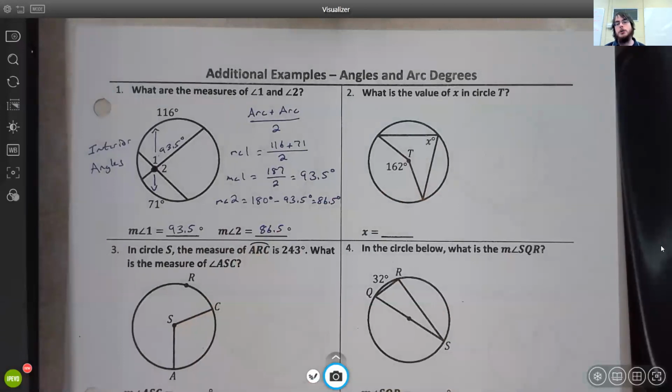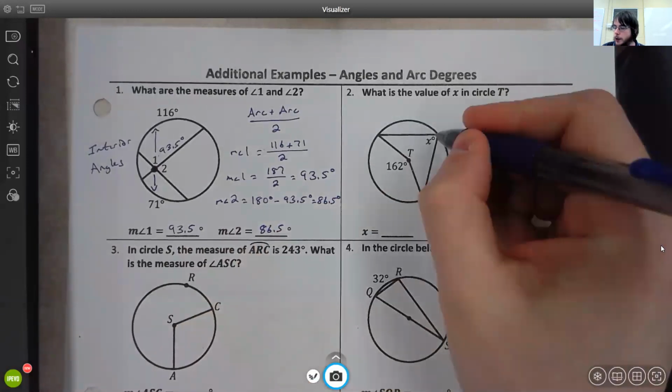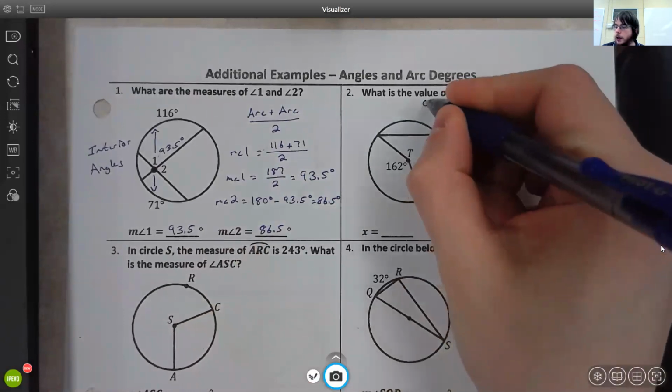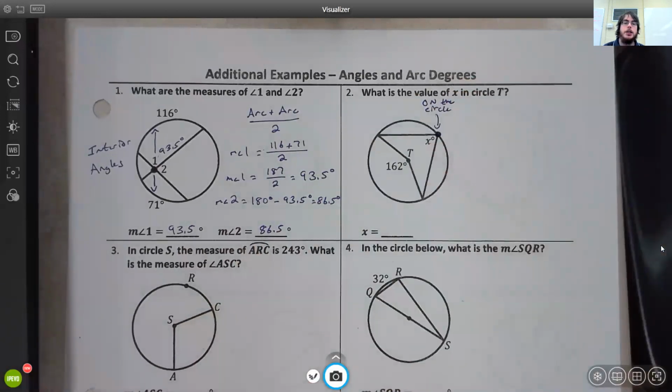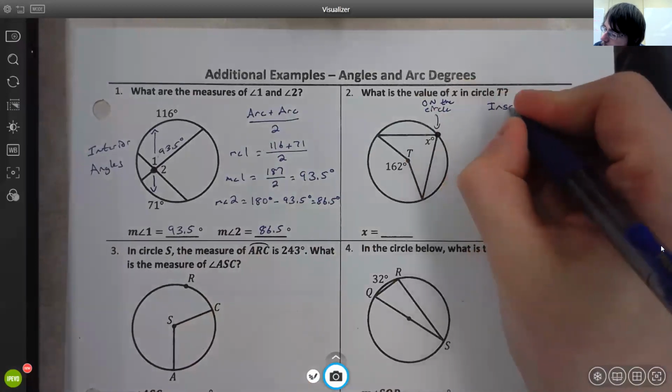All right, so let's look at number 2. Number 2 says, what is the value of x in circle T? And x is here, and the vertex this time is on the circle. Okay, so that's on the circle. And we talked about vertices that are on the circle. That would be an inscribed angle.